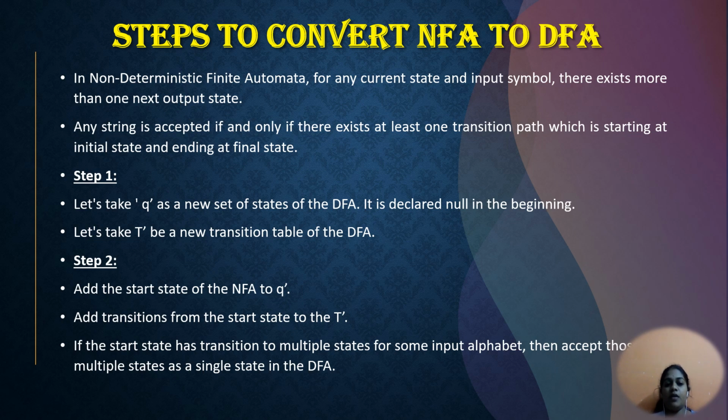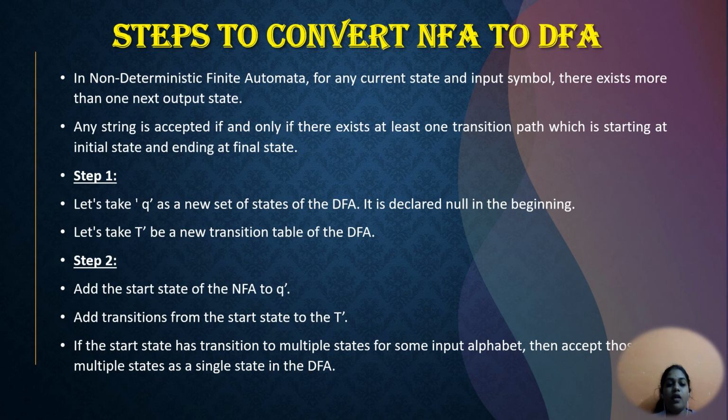Steps to convert NFA to DFA. In a non-deterministic finite automaton, for any current state and input symbol, there exists more than one next state. Any string is accepted if and only if there exists at least one transition path which starts at the initial state and ends at a final state.